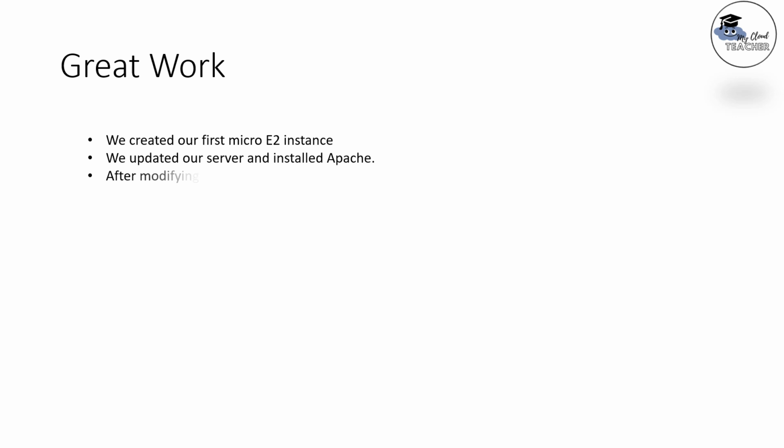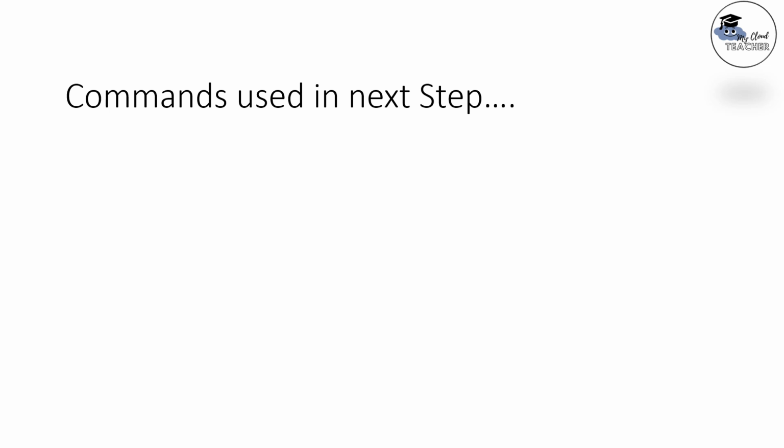Great work! So far, we have created our first Micro E2 VM with a functioning web page. And after enabling the firewall with the modification to allow HTTP external traffic, we're able to see the web page. Here's the command we'll use in the next step. It will be explained in just a moment.